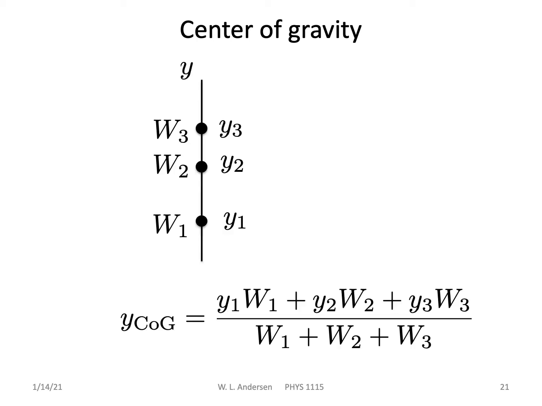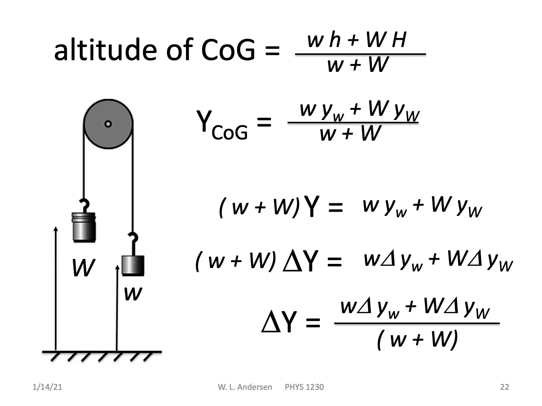In addition to the x position of the center of mass, you can talk about the altitude or y coordinate of the center of mass. And again, it's just an average position of all the particles that make up the system, but each particle is weighted according to its weight.